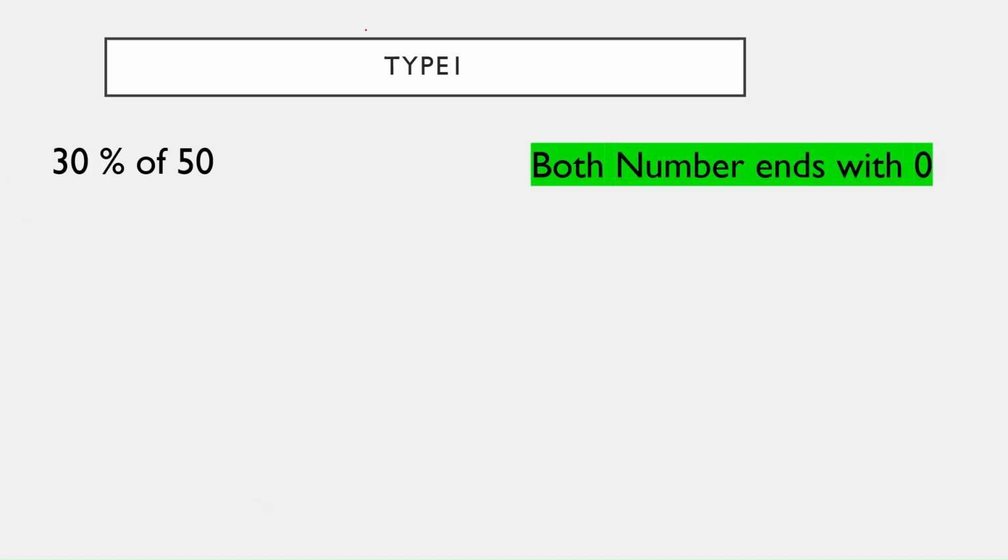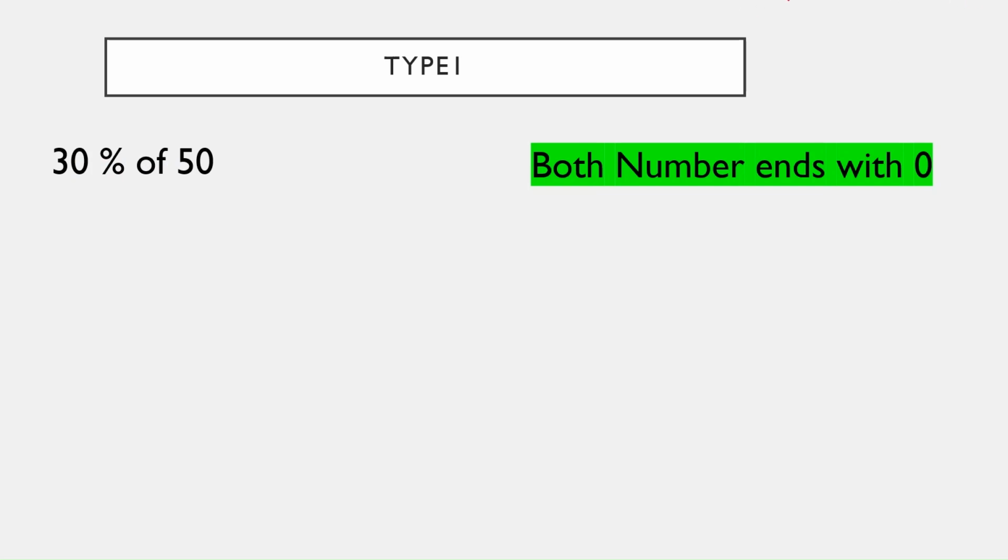Then let us solve some problems. This is the type 1 problem, in which both the numbers end with a 0. See, here we have 30% of 50. Whenever we have both the numbers ending with a 0, we can use this trick.